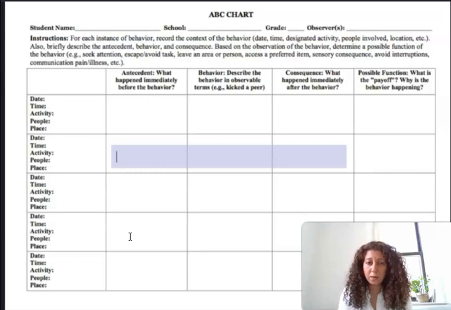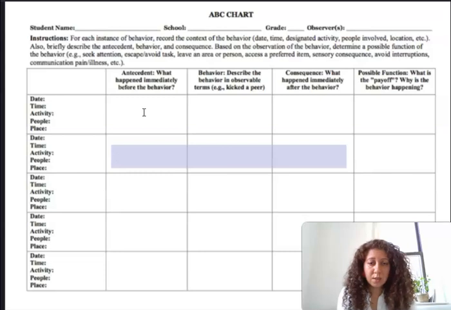So the antecedent, which is right here, says what happened immediately before the behavior. A lot of times I get ABC charts where it says eating lunch or playing. So that's more of a setting or the environment, but it doesn't tell me exactly what happened immediately before the behavior. So it could be that a sibling said to the child, be quiet, or mom said to the child, please finish your plate. So that's what I really want to see here, what happened immediately before the behavior.